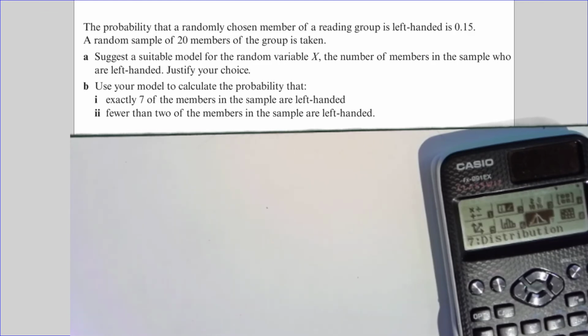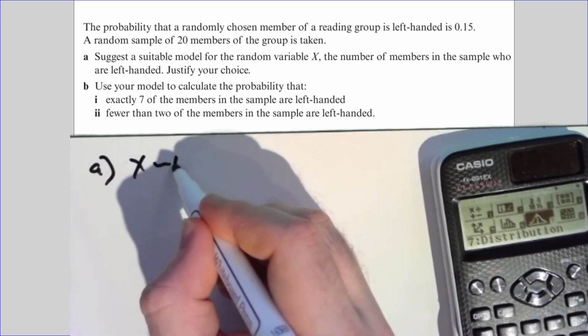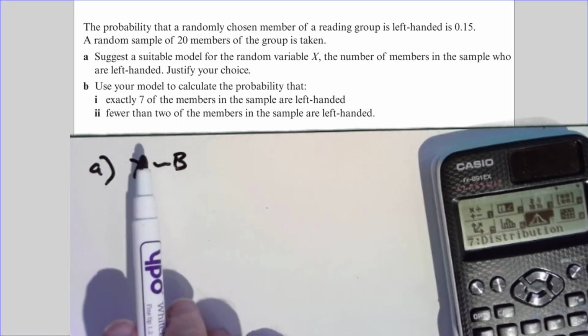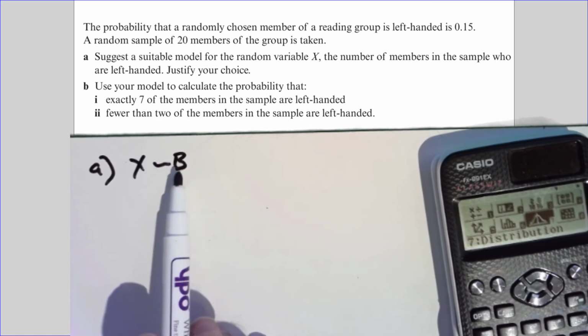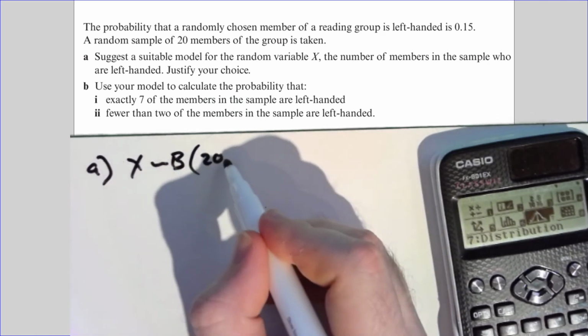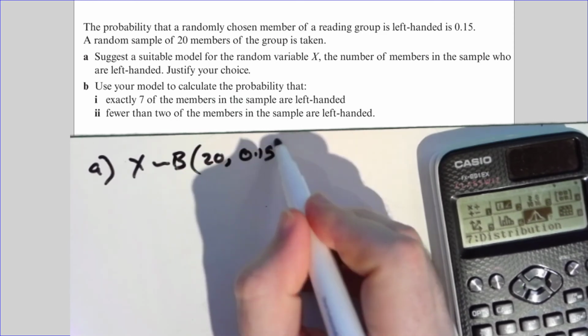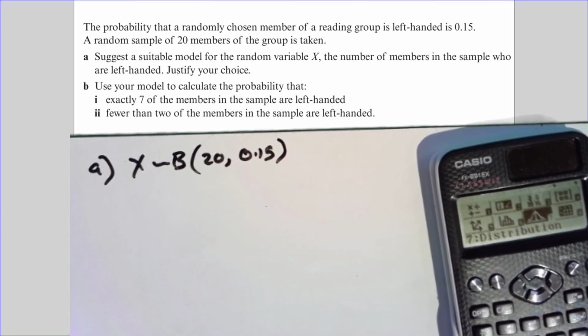For this next one, we're given a question in context. So the probability that you randomly choose a person in a reading group and they're left-handed is 0.15. And a random sample of 20 members of the group is taken. Suggest a suitable model for our distribution. So A, we're going to use X is modeled by a binomial. So this notation here just says X is modeled by, or X follows B for binomial. The first thing in here is going to be N, which is 20. And our comma probability of success is going to be 0.15. If you consider a left-handed person to be a success.